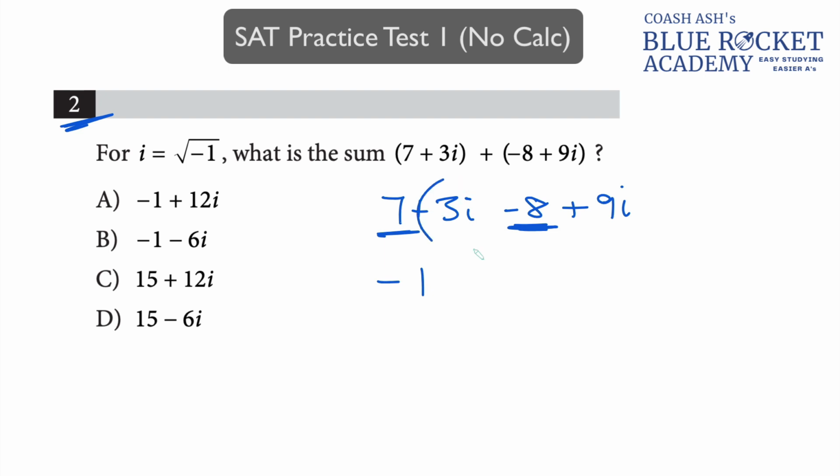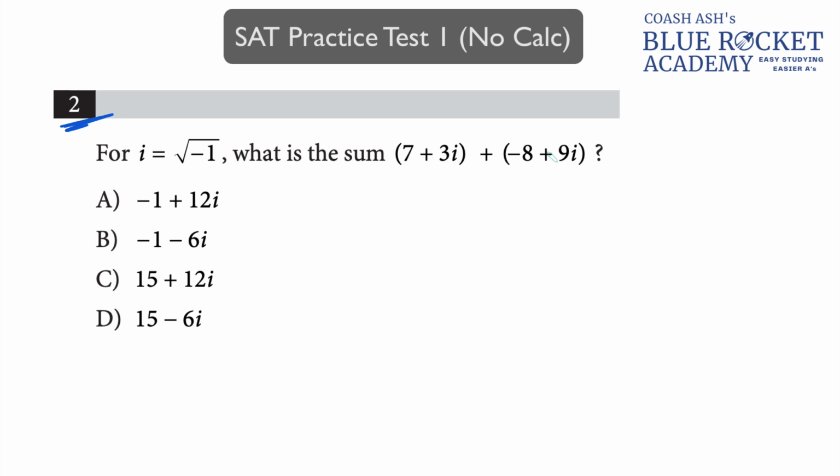And then you've got this part here, 3i plus 9i. Whatever this i is, in case you know what the i is, it's this part, but it doesn't matter for this problem. 3 plus 9 gives you 12i. And so therefore A is your answer.